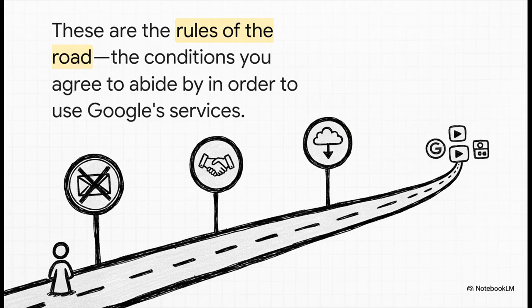And finally, there are the terms. Now, if the privacy policy is about what Google promises you, the terms of service are all about what you promise Google. These are the rules of the road. They're the conditions that you agree to live by in order to use all of their incredibly powerful tools.